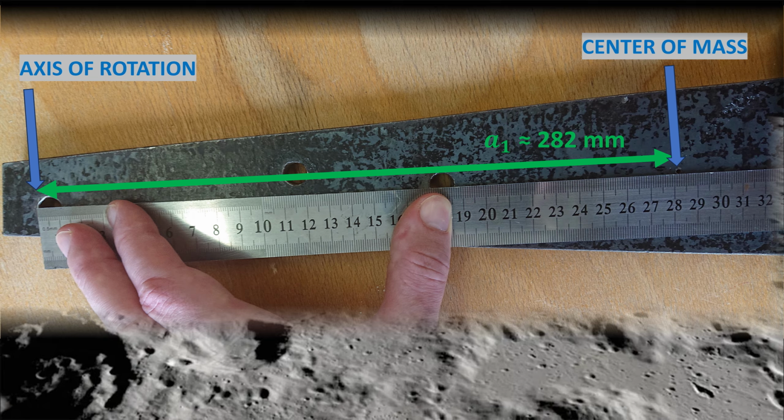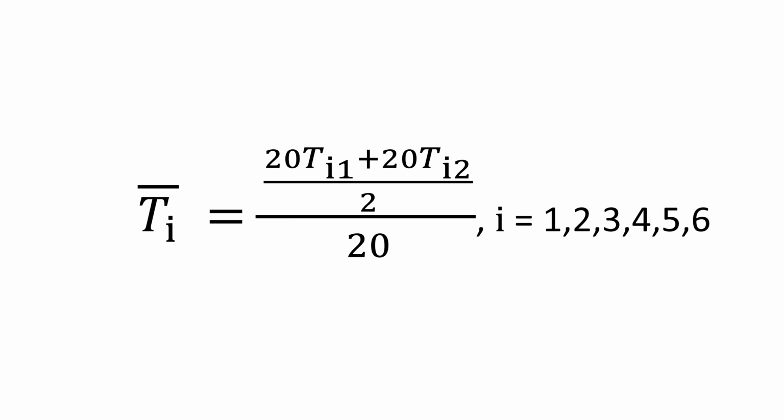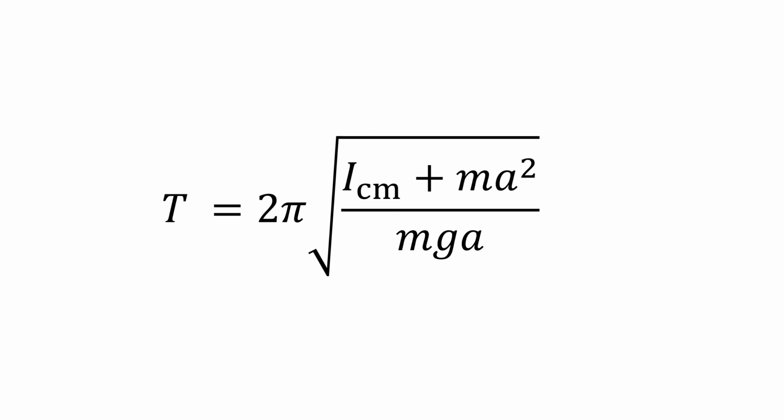For each of the 6 distances A_i, we then calculate the average period of oscillation, T_i, by dividing our measured average time of 20 oscillations by 20. The period T of a physical pendulum is given by the following relation, where I_CM is the moment of inertia of the pendulum with respect to the axis of rotation passing through the pendulum's center of mass, and A is the distance of the currently used axis of rotation from the center of mass of the pendulum.